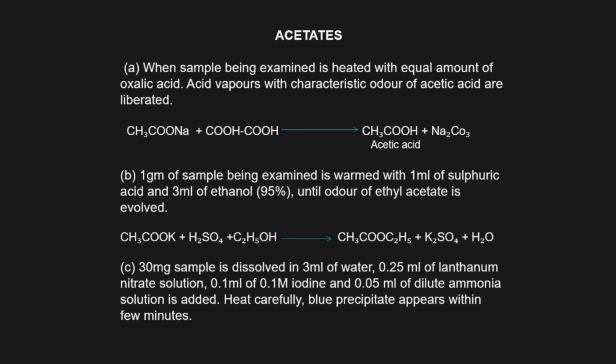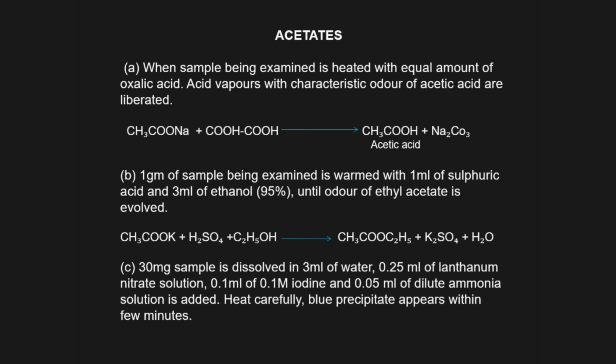In the second method, 1 gram of the sample being examined is warmed with 1 ml of sulfuric acid and 3 ml of ethanol, that is 95% ethanol, until the odor of ethyl acetate is evolved. Here, potassium acetate in the presence of sulfuric acid reacts with ethanol to form an ester, ethyl acetate, and byproducts of potassium sulfate and a water molecule.